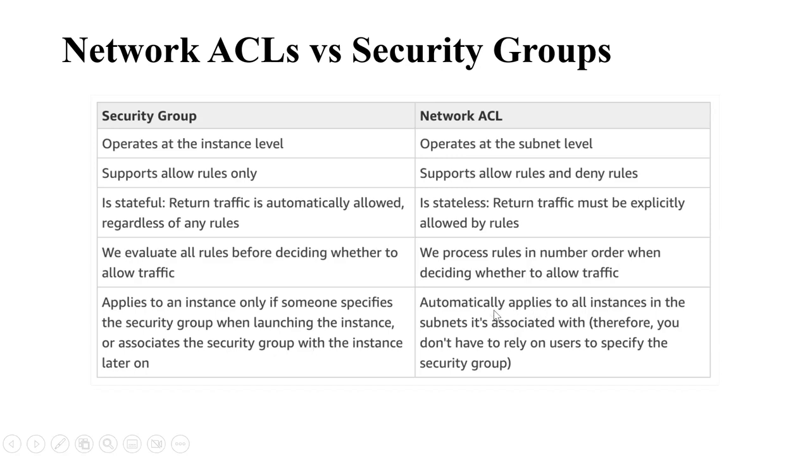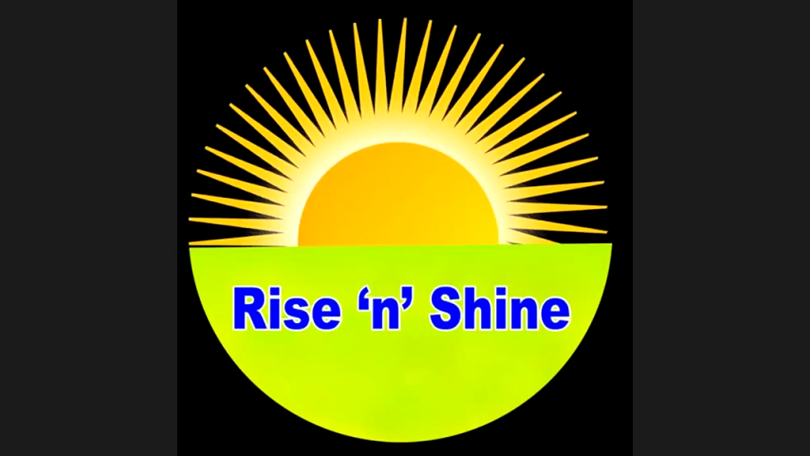And the NACL automatically applies to all instances in the subnets it's associated with. Therefore, you don't have to rely on users to specify the security group. Yeah, by default, the NACL will be applied to the subnets we are creating, automatically. But if you want, you can configure it explicitly. Yeah, so that's about some important points, understanding the difference between NACL and a security group.